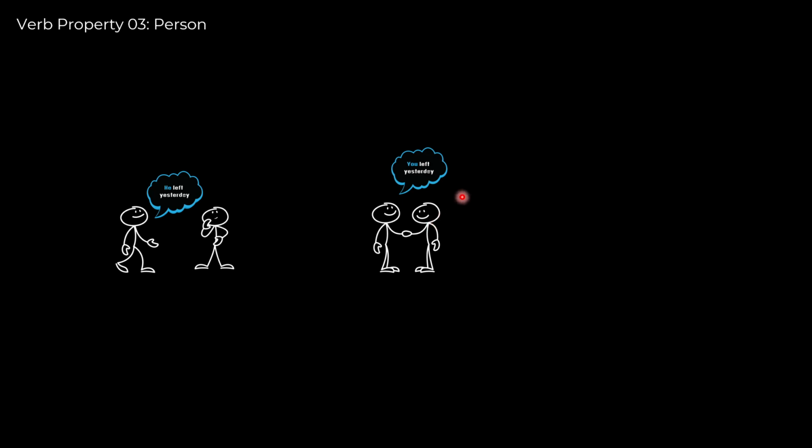Now, if I go ahead and utilize second person, that means I'm speaking directly to this person. So you left yesterday. And if I say first person, that means I'm speaking about myself. So I use pronouns such as I and we. And you can conjugate the verb to accommodate all of these pronouns. So the third person, second person, and first person.